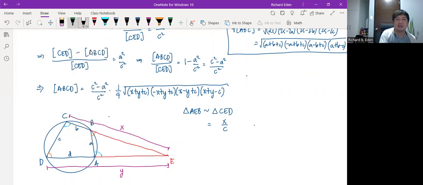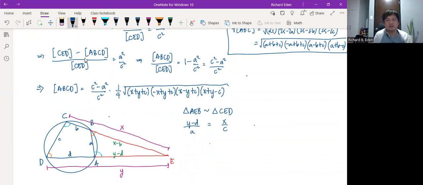Actually, let me put back. This is x minus b. This is y minus d. Okay, what is x over c equal to? What's the corresponding ratio of sides for triangle AEB? Smaller side over tiny side. Okay. y minus d over a. All right, y minus d over a.